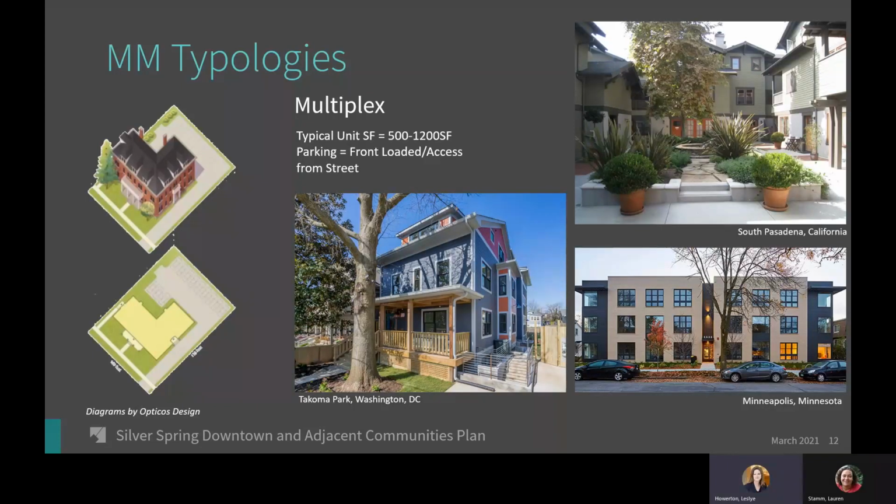And the other examples are from out west, and these are a little larger examples, and some also have shared courts or public spaces. The typical unit sizes here can range from 500 to 1,200 square feet. And again, in the 3D diagram, we want to show a front-loaded access from the street as it relates to our situation that is more common in Silver Spring neighborhoods.